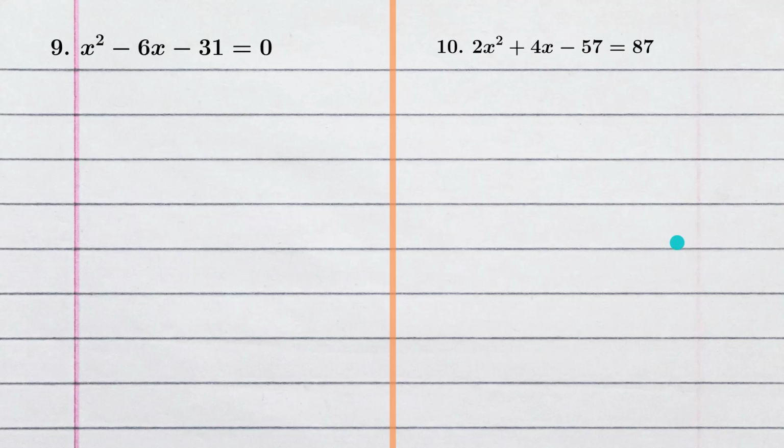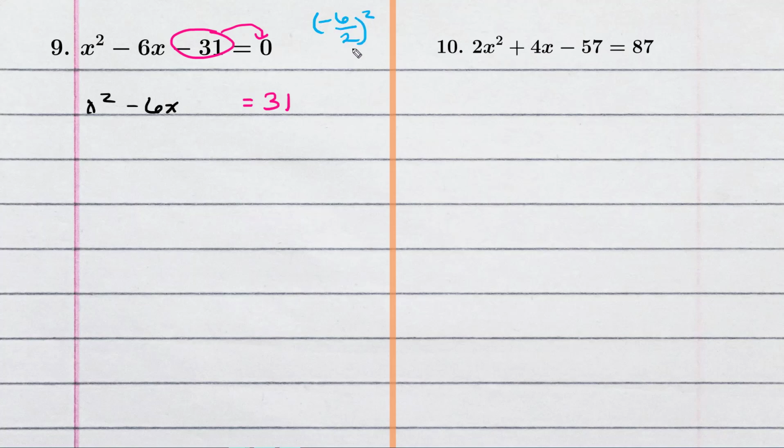And so when we look at 9, what's wrong with 9 is we don't have just our x's only on the left-hand side. So we need to move that 31 to go to the right. So when we do that, it becomes a positive 31. And on the left-hand side, we have x squared minus 6x. Now to figure out what we need to add to both sides, we take negative 6 divided by 2, and we square it. So that gives us a negative 3 squared. So negative 3 times negative 3 is a positive 9. So I add 9 to both sides.